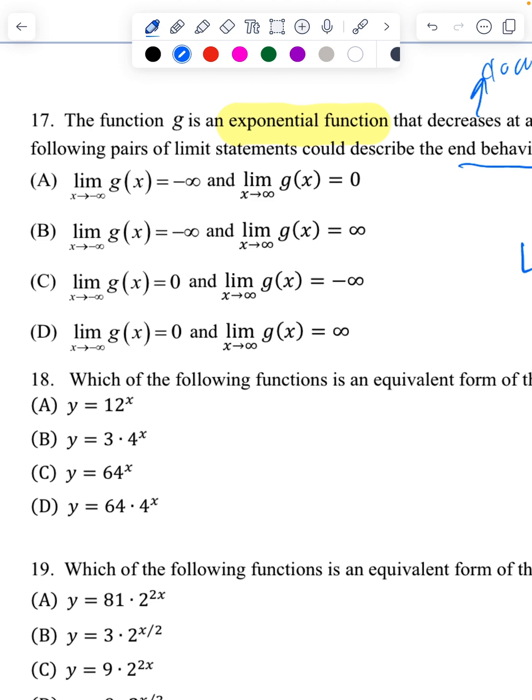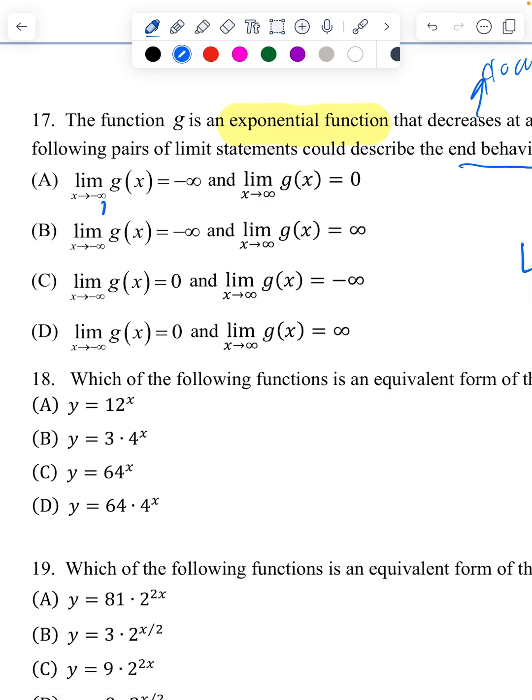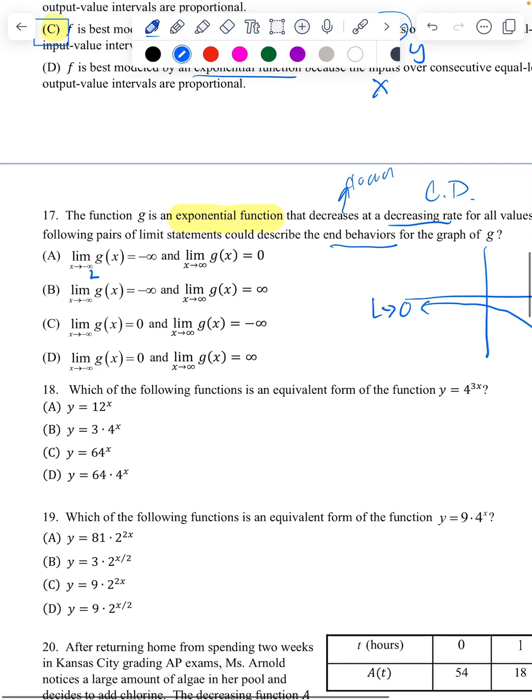So pay attention. This is x approaching negative infinity. So this is saying the left end is going towards negative infinity. And since I thought about it ahead of time, that's not true. This is saying left end is approaching negative infinity. Not true. So I can rule those out.